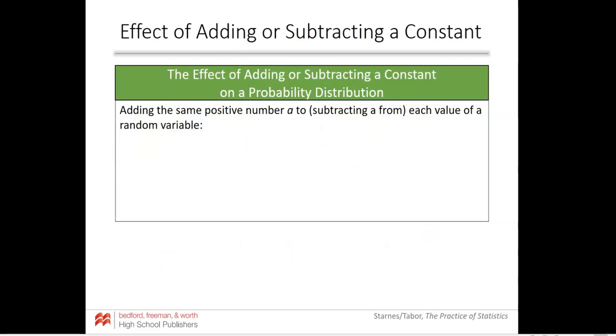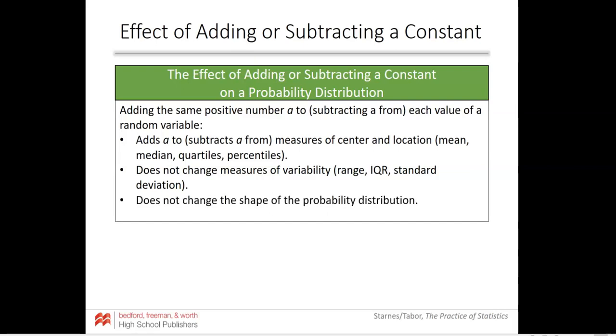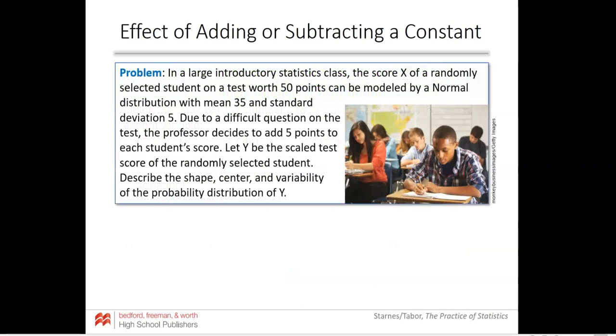Effects of adding or subtracting a constant on a probability distribution. Adding A changes the measure of center, whether it be the mean or the median or whatever measure of center you're using. It does not change the measure of the variability. Range, IQR, standard deviation, those are all measures of spread or variability. So it doesn't change the spread, it just changes the center, and doesn't change the shape. Same concept here. Adding or subtracting a constant affects the distribution of a quantitative variable and the probability distribution of a random variable in exactly the same way. So the principle is the same.